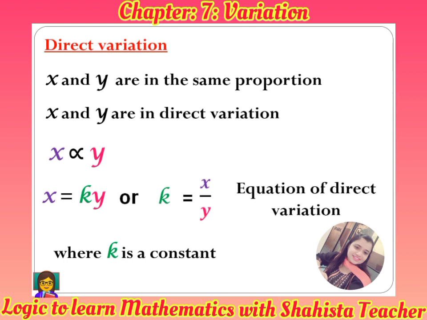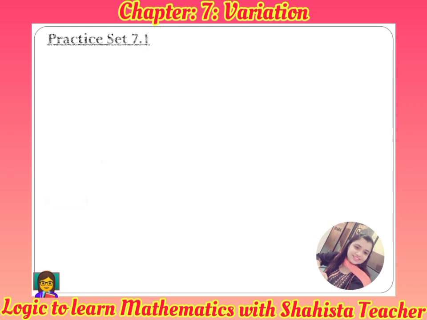So this is written in a fractional form, or x is equal to ky is an equational form where k is the constant term. Now my dear students, the same technique we are going to use when we are solving practice set 7.1. Okay, so now let's solve practice set 7.1.